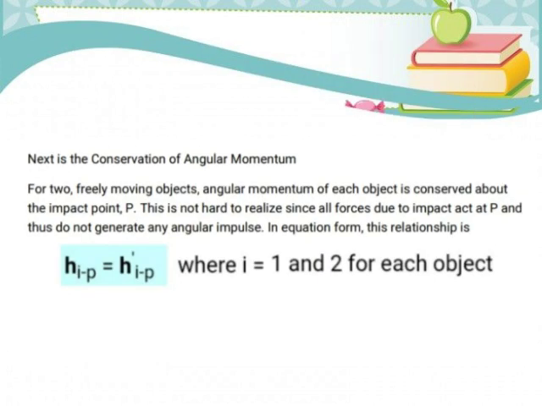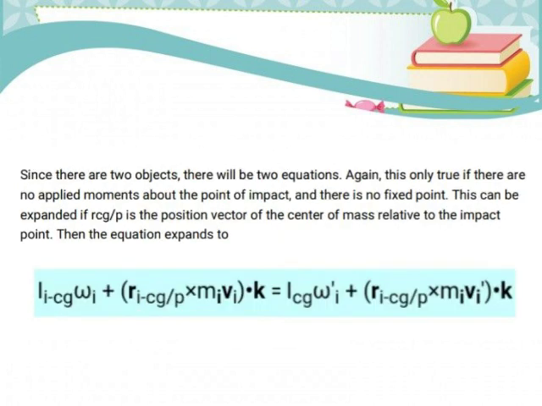Next is the conservation of angular momentum. For two freely moving objects, angular momentum of each object is conserved about the impact point P. This is not hard to realize since all forces due to impact act at P and do not generate any angular impulse. So in equation form, this is what it looks like. Since there are two objects, there will be two equations. Again, this is only if there are no applied moments about the point of impact and there is no fixed point.